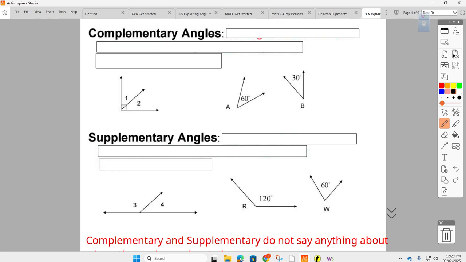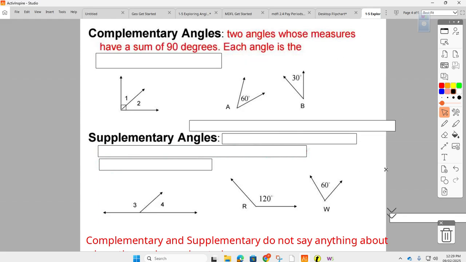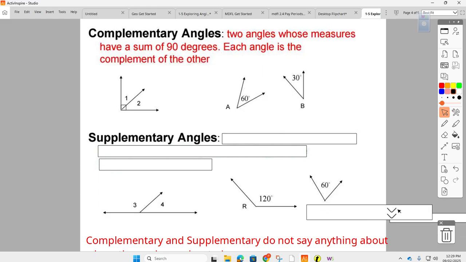So we're talking about pairs of angles. Complementary angles are two angles that, if you add them up, equal 90 degrees. Supplementary angles are two angles that, if you add them up, equal 180 degrees. So she remembered part of it at least. So she knew that she had learned it before. So we're reviewing that. Complementary angles are two angles whose measures have a sum of 90 degrees, and each is the complement of the other.